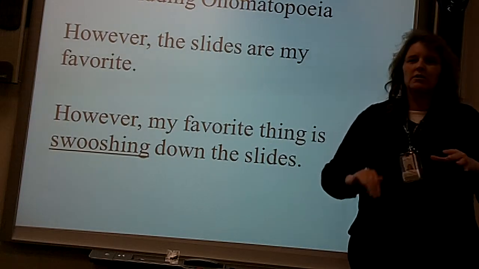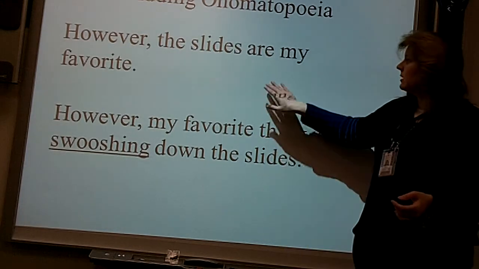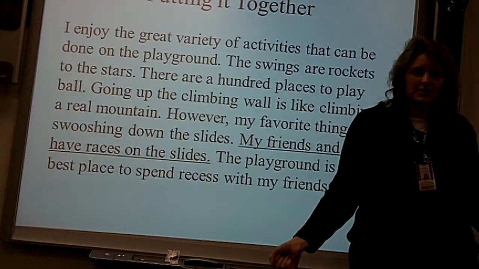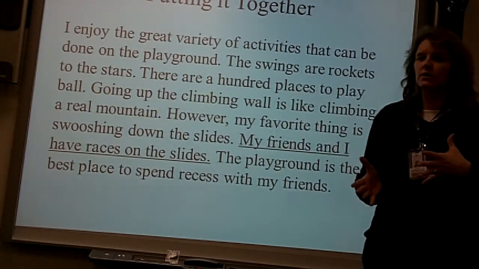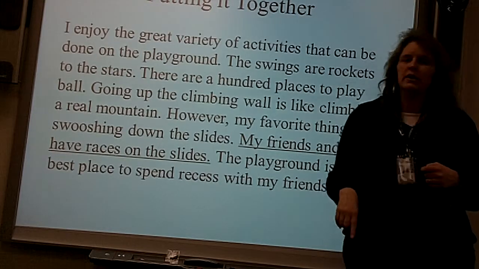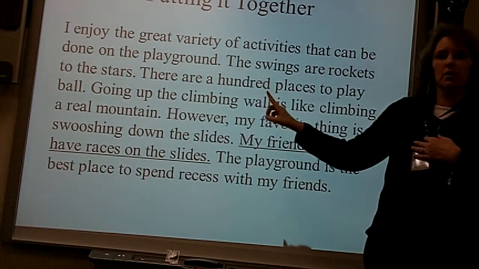But notice all my sentences were really individual. We didn't put them all together. So now we've got to put it together. So my paragraph, I'm going to go ahead and read it out to you, and then I'll point something out quickly. It says, I enjoy the great variety of activities that can be done on the playground.